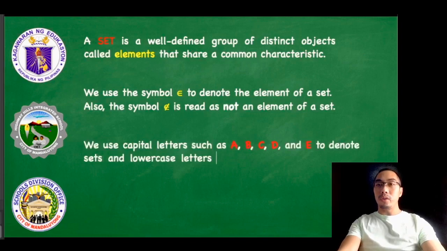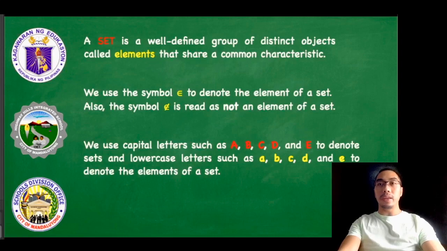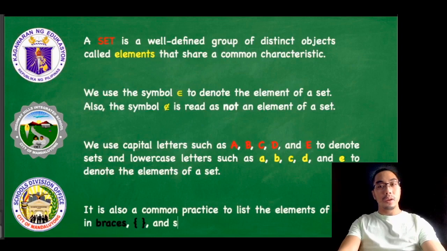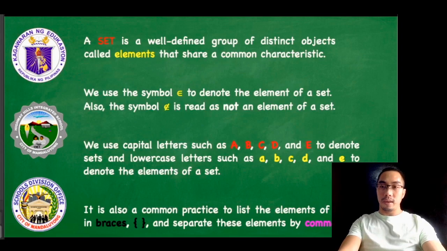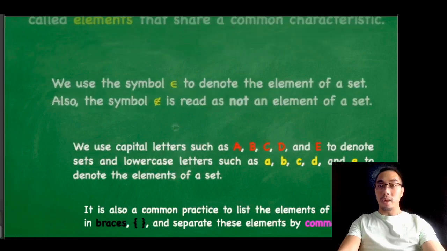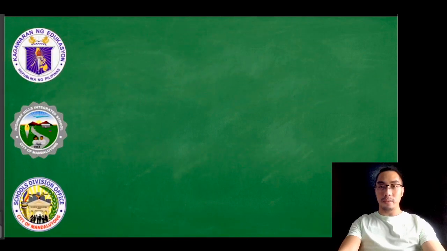We also have to take note that we have to use capital letters in naming the set. And for the elements, we have to use lowercase letters. Now, it is also a common practice to list the elements of a set in braces and separate these elements by commas.